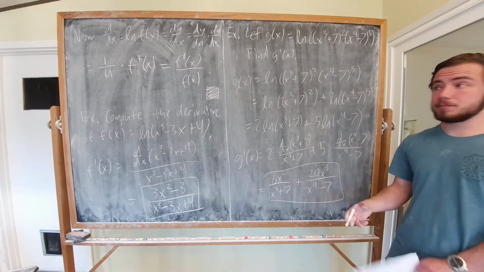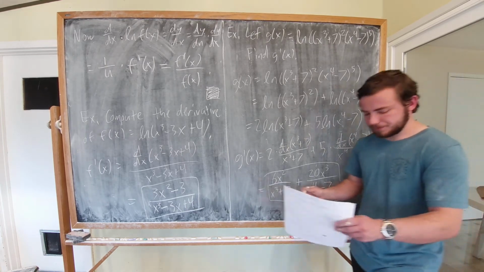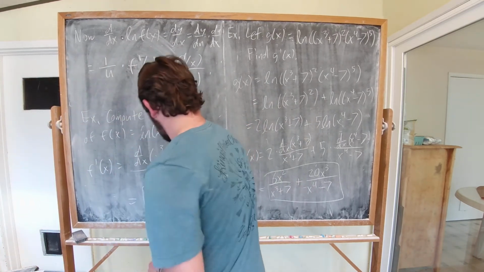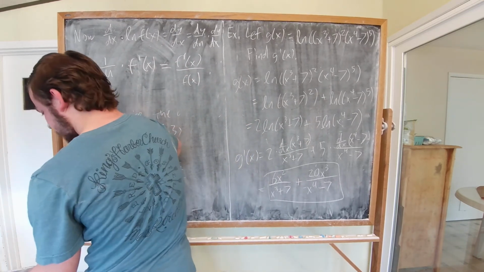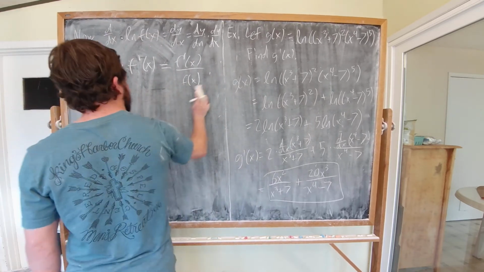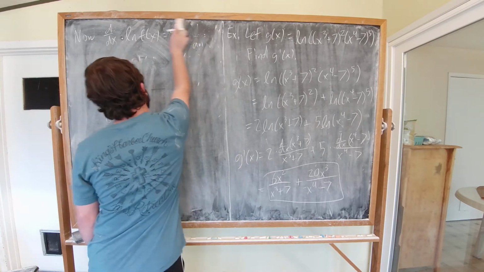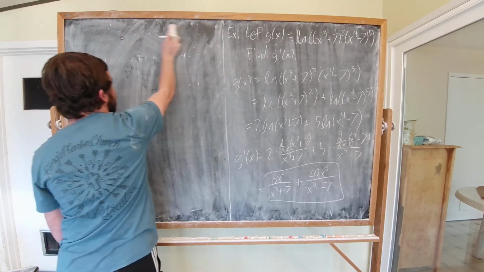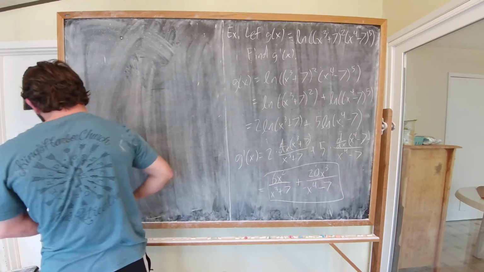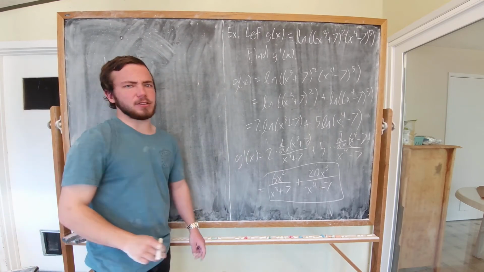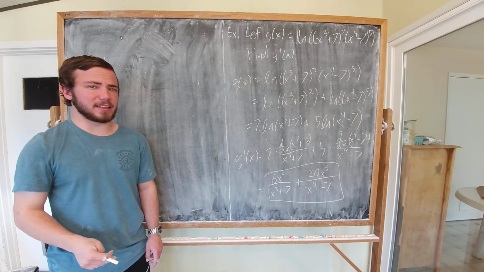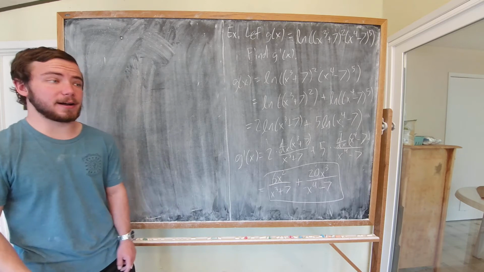Alright, let's do another example. Your book talks about something called logarithmic differentiation. This is not quite the same as that. This is using logarithm laws to our advantage. Your book talks about, hey, we're going to introduce a logarithm where it wasn't there before and then use that. And yeah, you could. I'm not going to argue that it's a thing you can do.